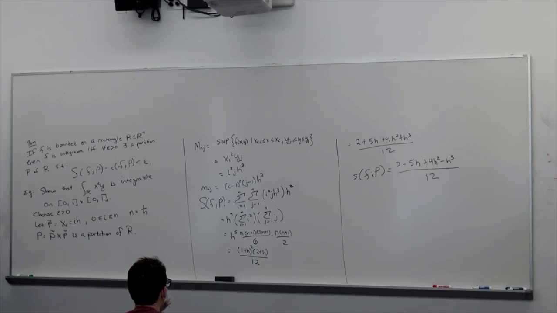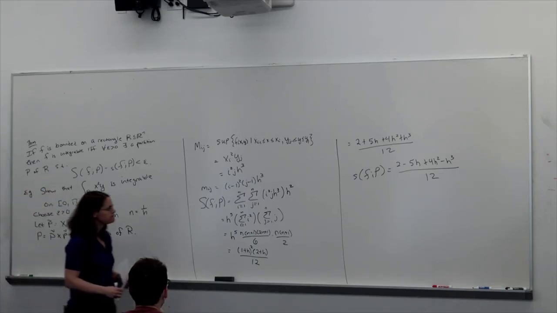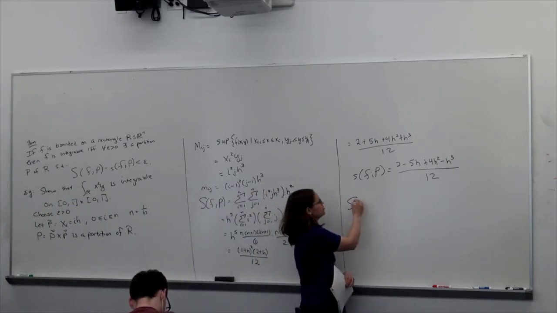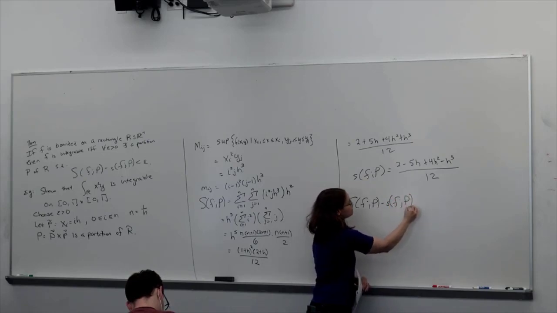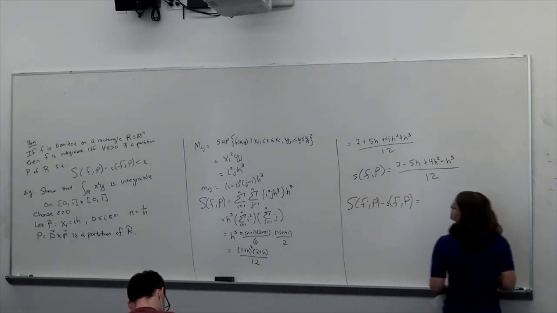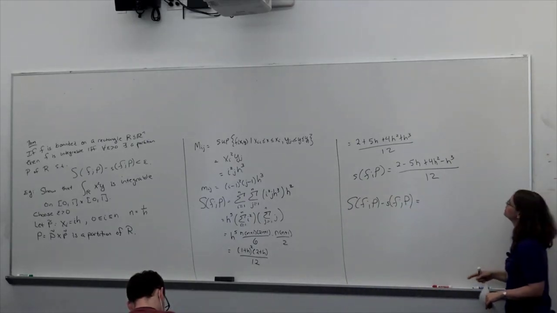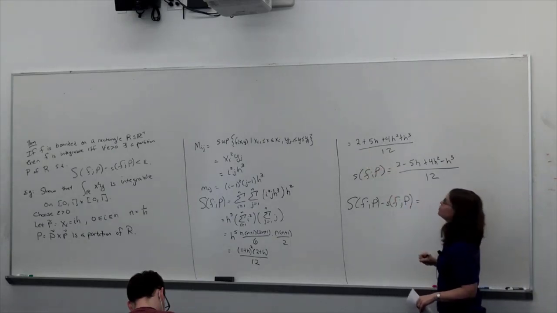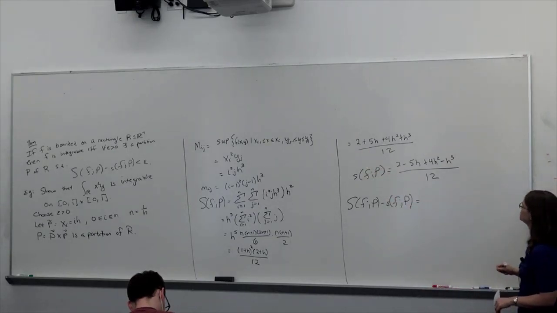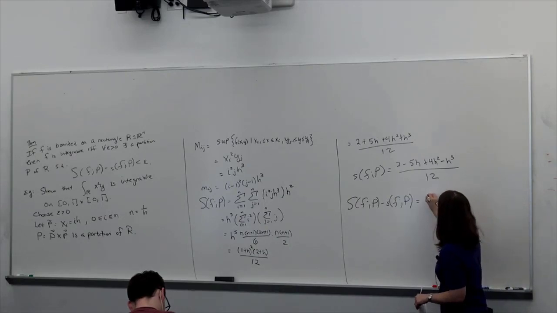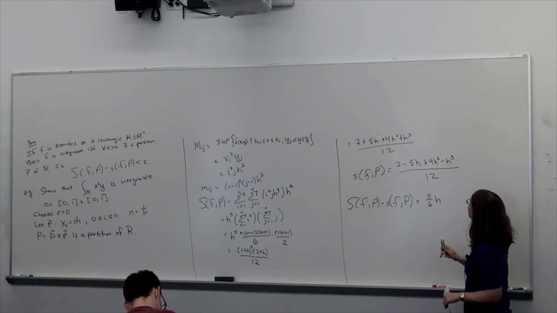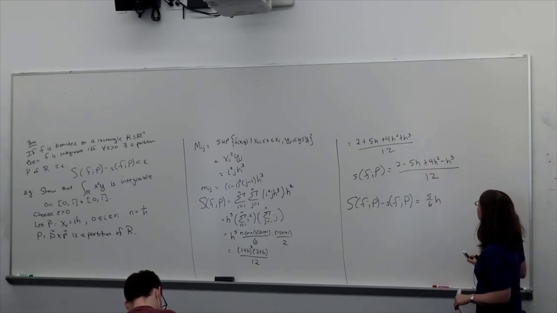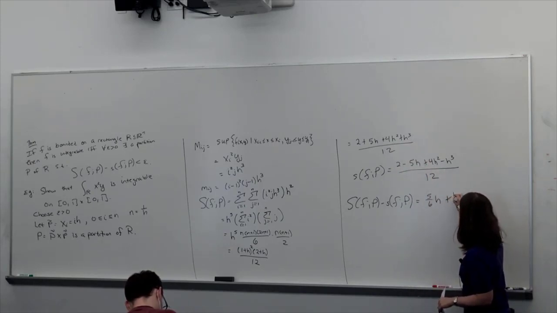All right, and what do we need to do? We need to look at the difference between these two things. So if we take the difference between them, well, we're going to get some cancellations, right? So the first term cancels, the second terms add together, so we're going to get 5, 6h. The 4h squareds cancel. The h cubes combine, so we get 2h cubed over 12.